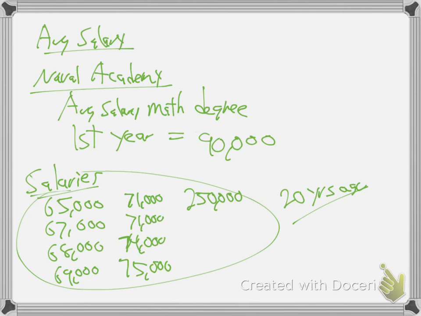So if you were thinking about majoring in math, and you read some brochure that said, hey, the average math salary was $90,000 for graduates last year, should you expect to get $90,000? Look at these numbers again. Did this person get $90,000? 65, 67, 68, 69, they're not $90,000. 71, 71, 74, 75, they're not $90,000. What's up with that person? $250,000.